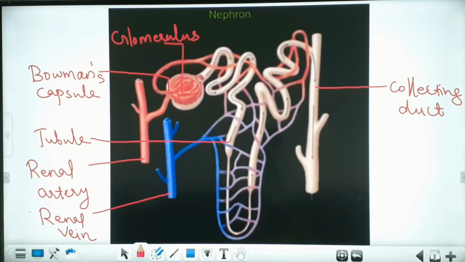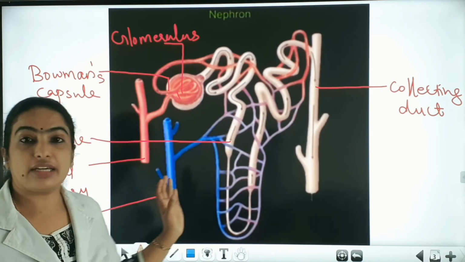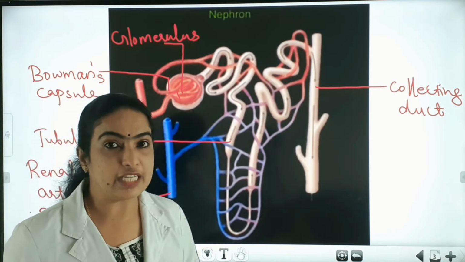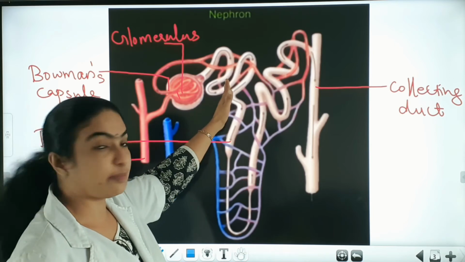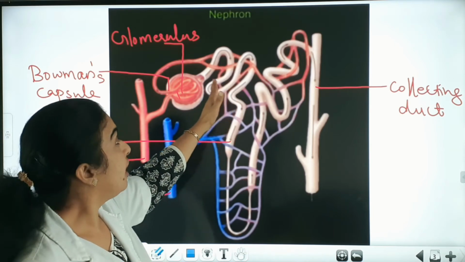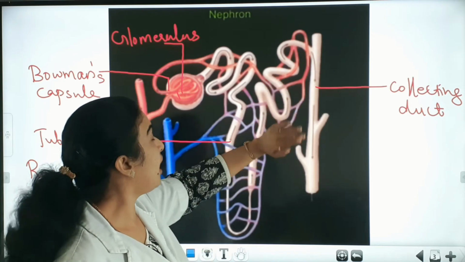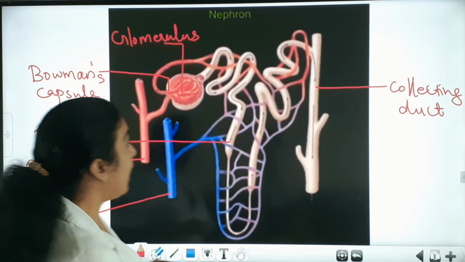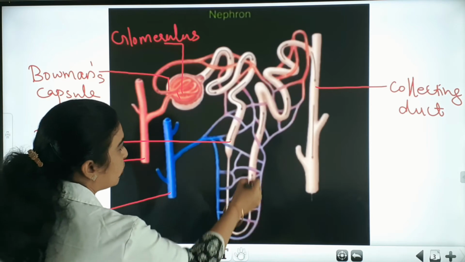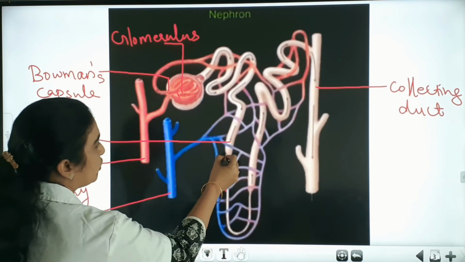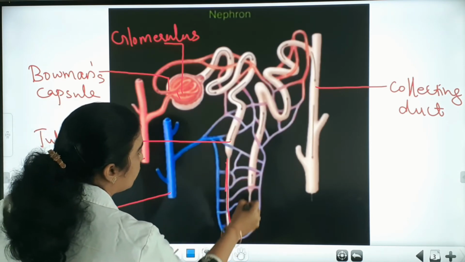Now we can see some extra structures that you can study in Plus One only. This area is the proximal convoluted tubule, and this is the distal convoluted tubule. No need to study that now; in Plus One you can study that. And in this area there is a loop-like structure in the tubule.